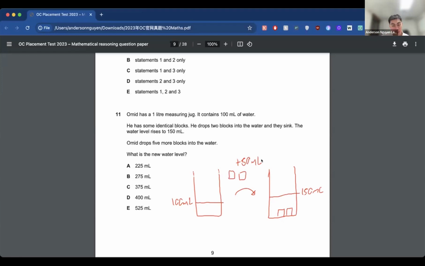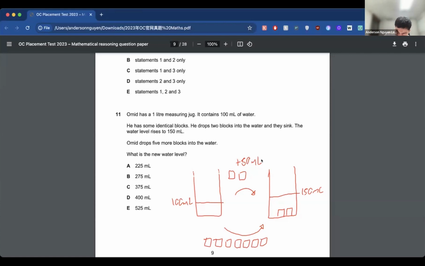And that gets you up to 50 milliliters. Now the question says you've dropped 5 more. What's the new water level, right? So since you know 2 adds 50, you need to see altogether there's 7 blocks. So you need to see what's the change if you add 7 blocks. So what happens if we add 1, 2, 3, 4, 5, 6, 7 blocks, okay? This is going to involve more rates and ratios, comparing measurements.